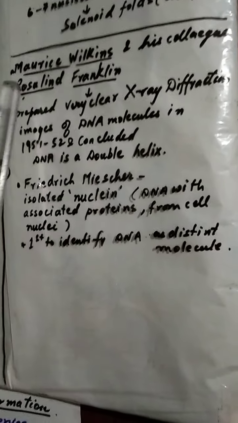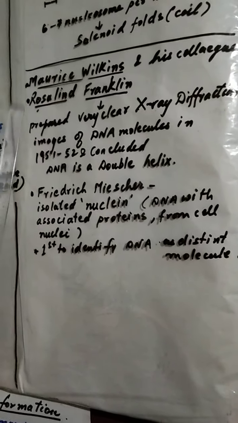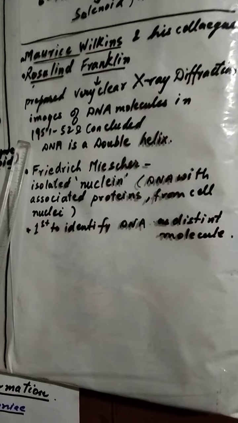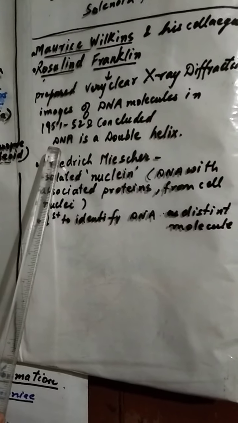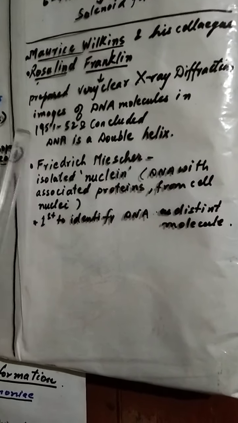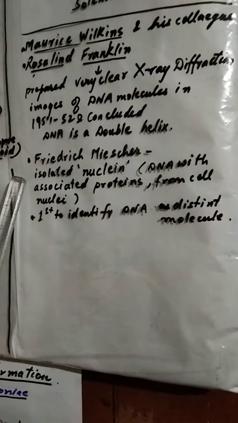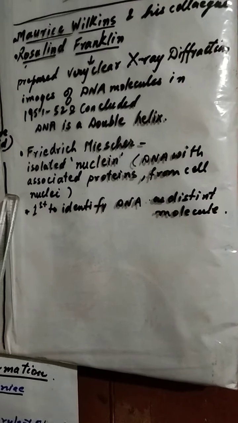Now we should know some contributions of some important scientists, like Maurice Wilkins and Rosalind Franklin. They prepared a very clear X-ray diffraction image of the DNA molecule in the year 1951-52, and they concluded that DNA is a double helix. Do remember this. And Friedrich Miescher isolated nuclein, that is DNA with the associated proteins, from the cell nuclei. So he was the first to identify DNA as a distinct molecule.